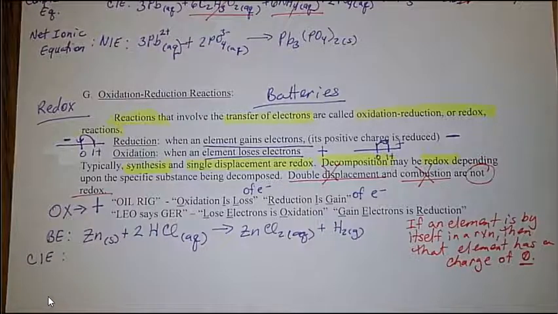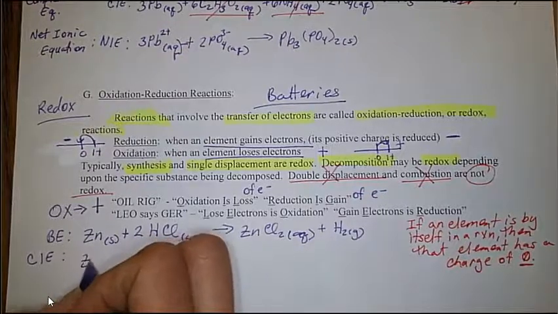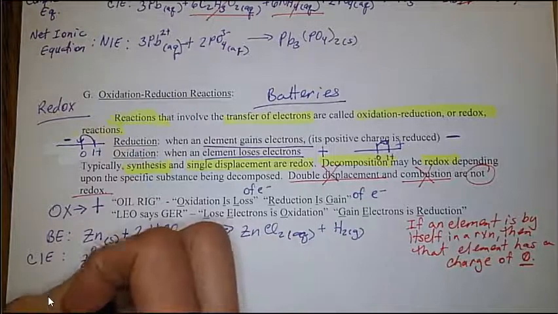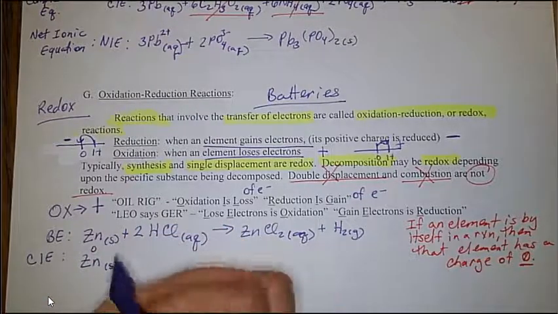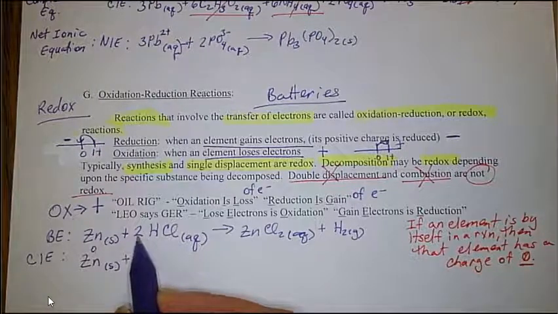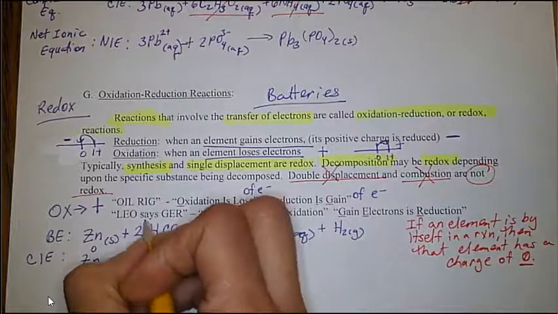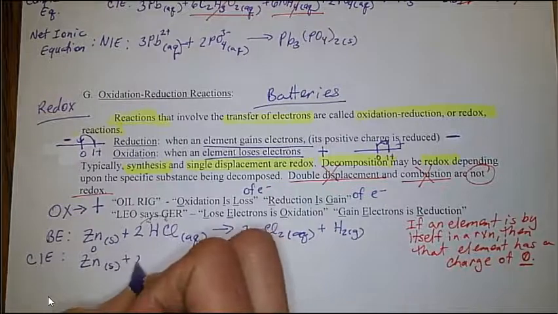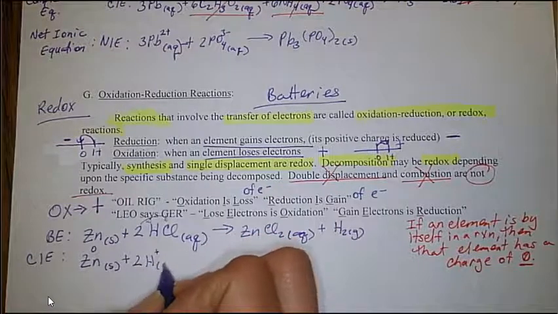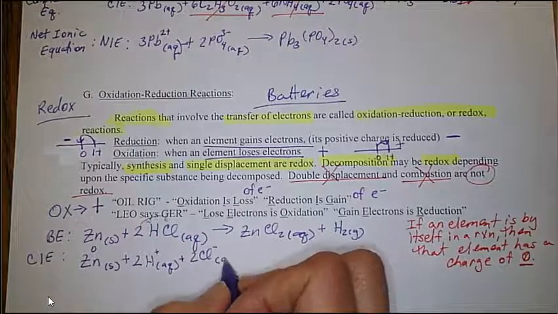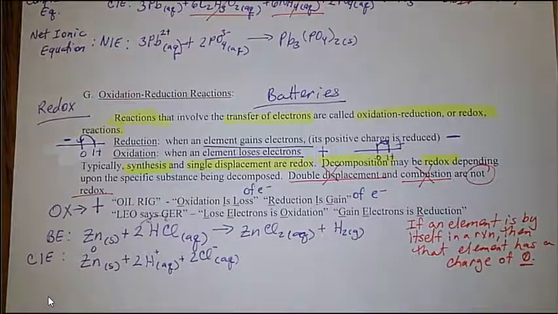So in this case, we have zinc here. Zinc is by itself. Since it's not linked to any other element, it will have a charge of 0, and it's a solid. The hydrogen and the chlorine are in a bond together, so remember that this 2 gets distributed within, just like we did for the complete ionic equation. So it'd be 2 hydrogen with a +1 charge, aqueous, and 2 chlorine that have a -1 charge, and it is aqueous.